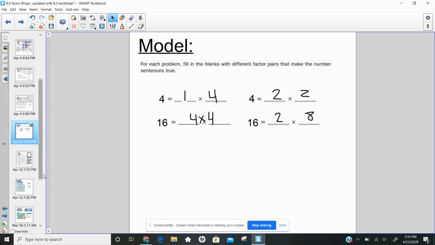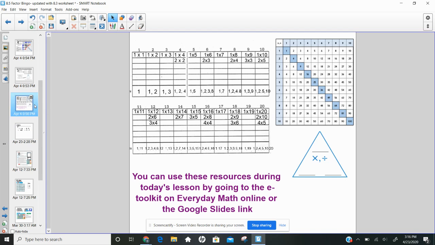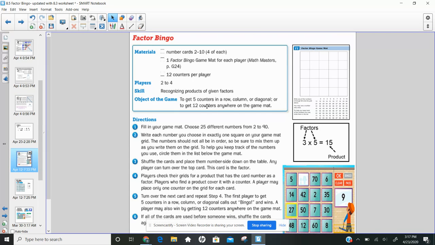Now, in order to help us practice this, you could just, of course, look here and copy, but that's not really going to help us. So we want to be able to practice. There's a game that we are going to play, which is Factor Bingo, which is just like normal bingo. But here, you're going to pull a card, and that's going to be the factor.